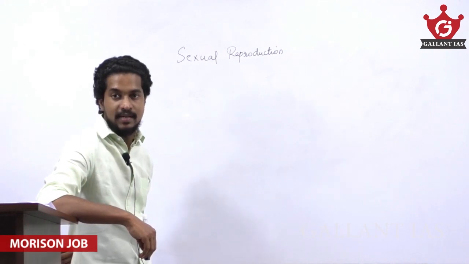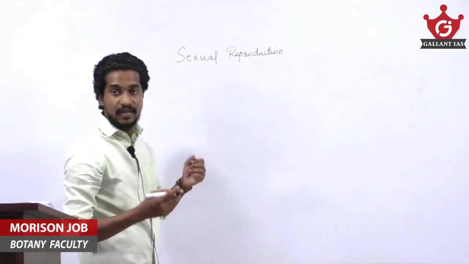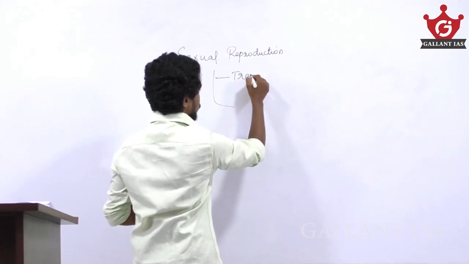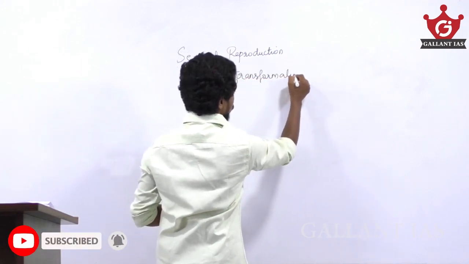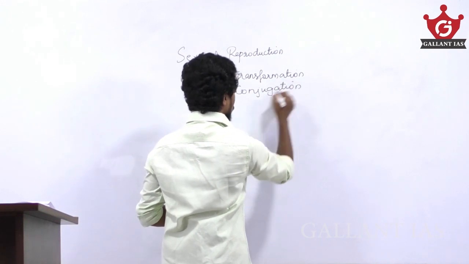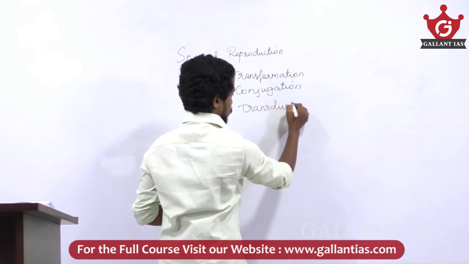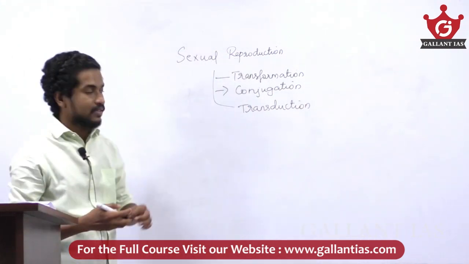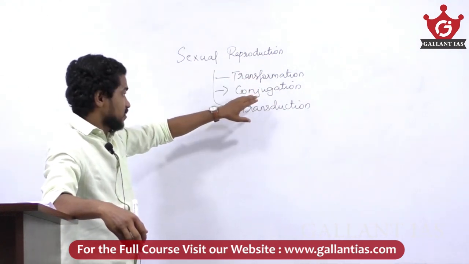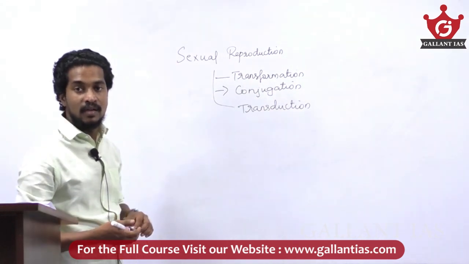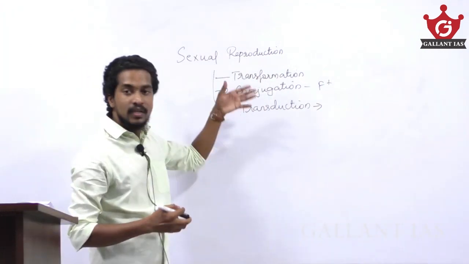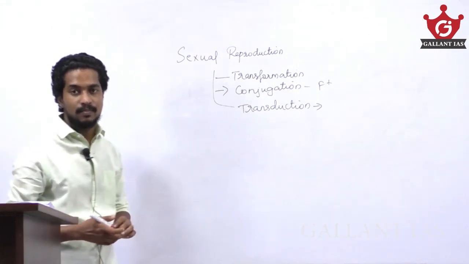Sexual reproduction of bacteria, or genetic recombination in bacteria, occurs mainly in three ways: transformation, conjugation, and transduction. Transformation is the exchange of genetic material among bacterial species, conjugation is mediated by the sex pili or the F plus factor, and transduction occurs via a bacteriophage. These are the three ways of sexual reproduction which can be seen among bacteria.